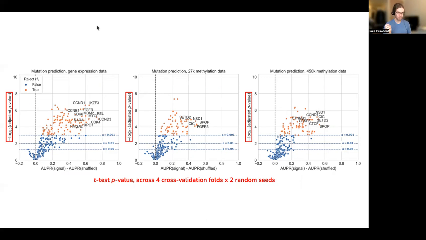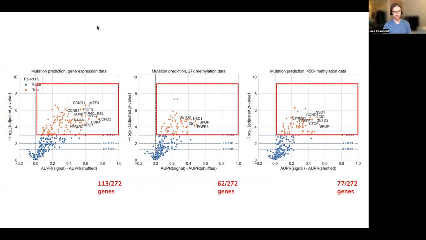So for well-performing genes or well-performing classifiers, we want to be up and to the right. And we can just count the number of genes that are above a cutoff. For gene expression here, we can see that we have 113 genes above that cutoff. For 27K and 450K methylation, quite a few less, so 62 and 77 respectively. So we generally see better performance for gene expression across the whole gene set.